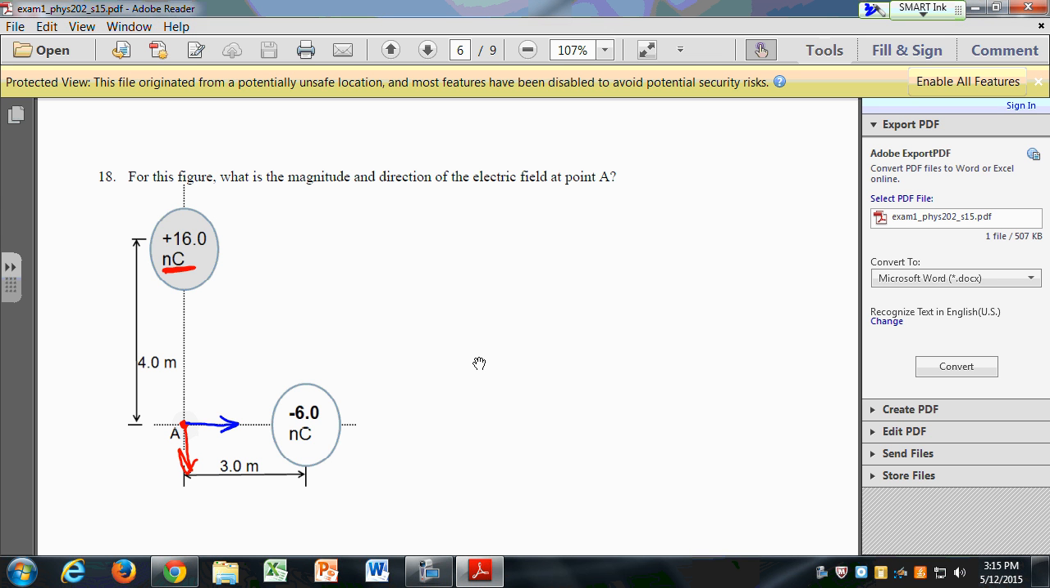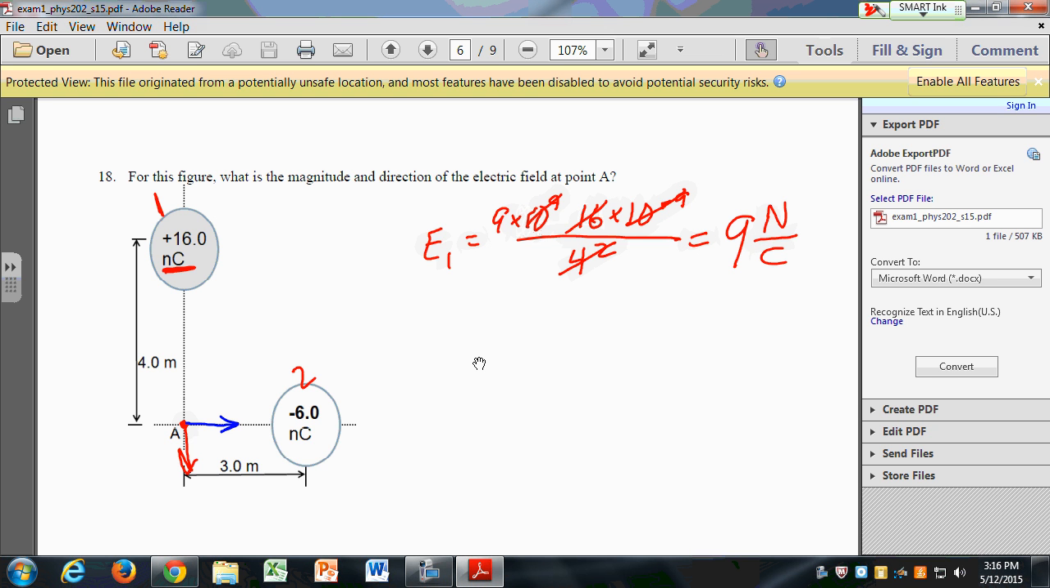All right, so then you want to find the magnitudes of those charges. Hang on. So E1, I'm going to call this 1, I'll call this 2. Just find the magnitudes. That's going to be 9 times 10 to the 9th, 16 times 10 to the minus 9, divided by 4 squared. That's kQ over r squared. Look for numbers that cancel out because we'll have a lot of them. And so that's equal to 9 newtons per coulomb. And then for E2, you do a similar thing. It's going to be 9 times 10 to the 9th, 6 times 10 to the minus 9 over 3 squared.